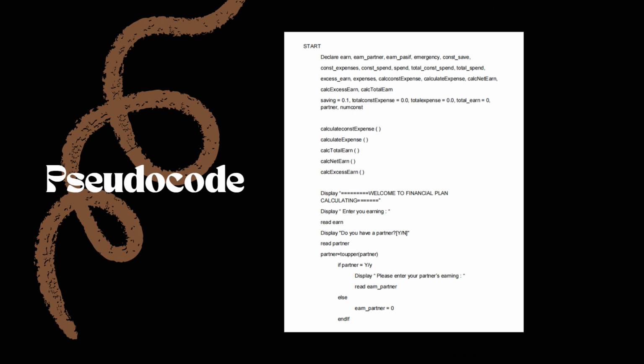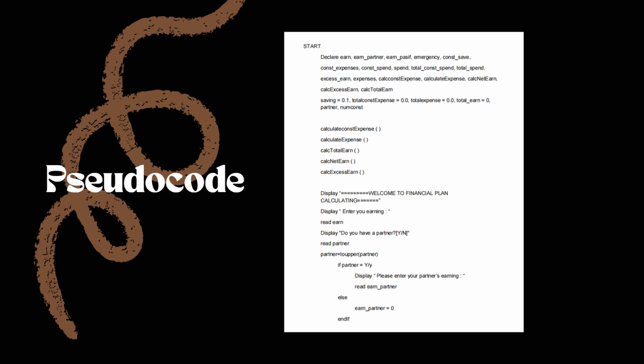Here is our pseudocode. Totally the same as the flowchart, where it has 23 variables including 4 constant variables. It will start with all functions, which are 5 of them: calculate cons expense, calculate expense, calc total earn, calc net earn, and calc excess earn.